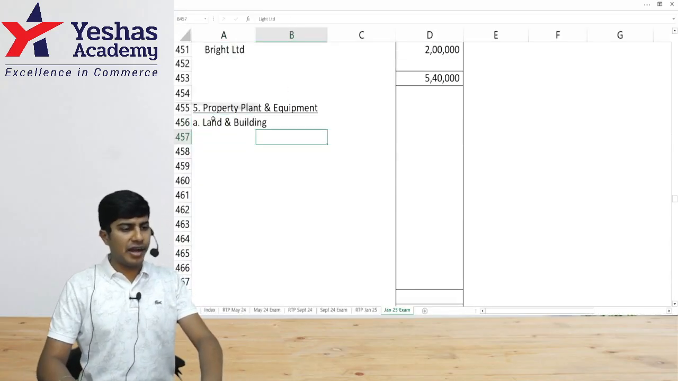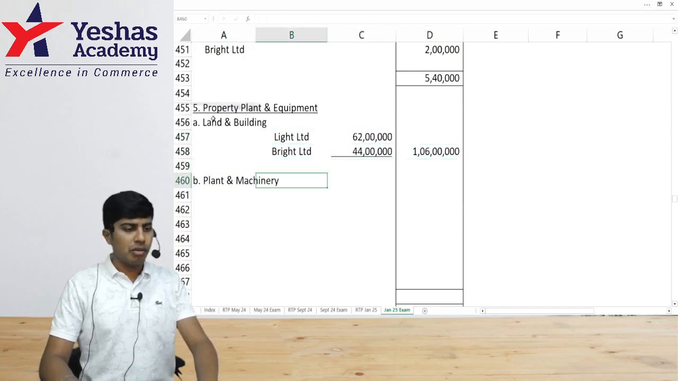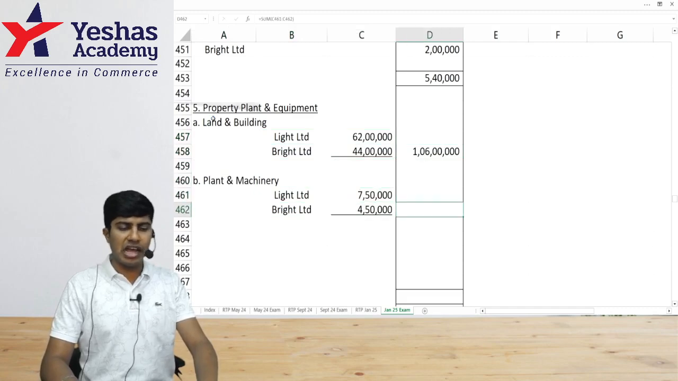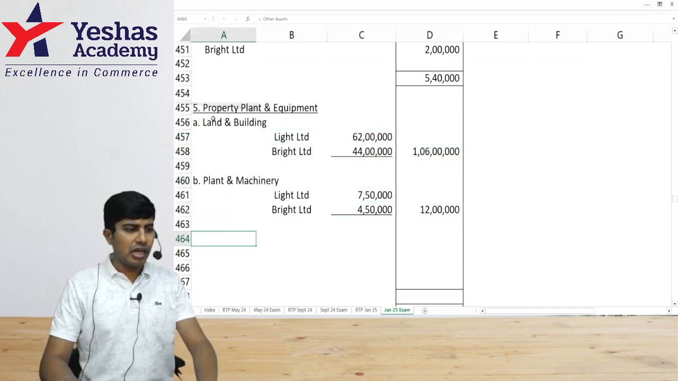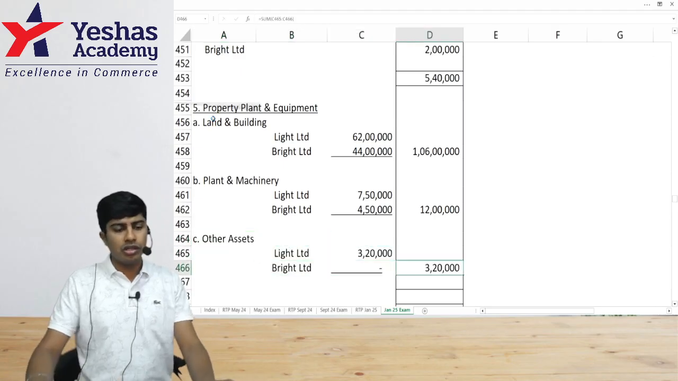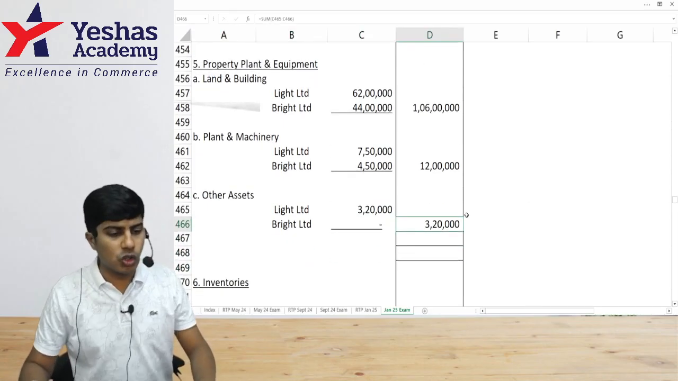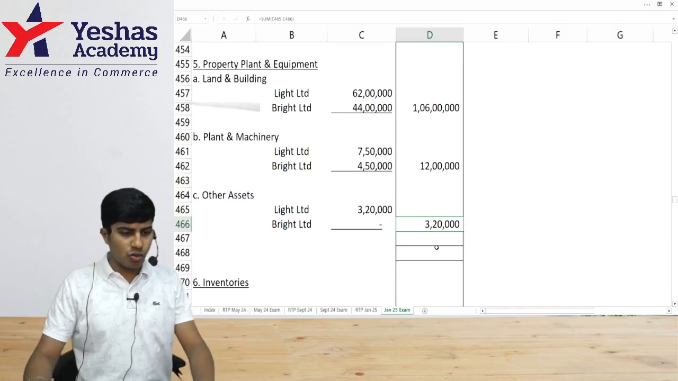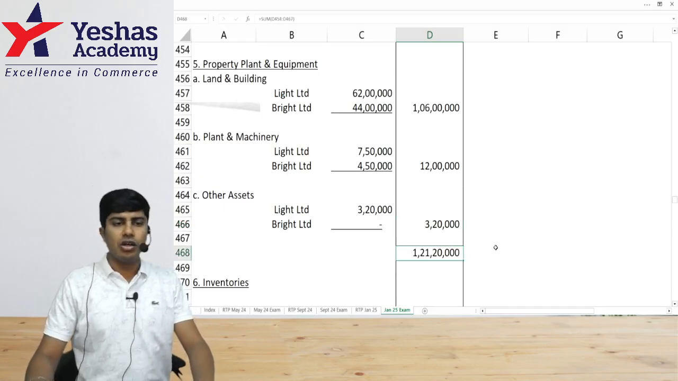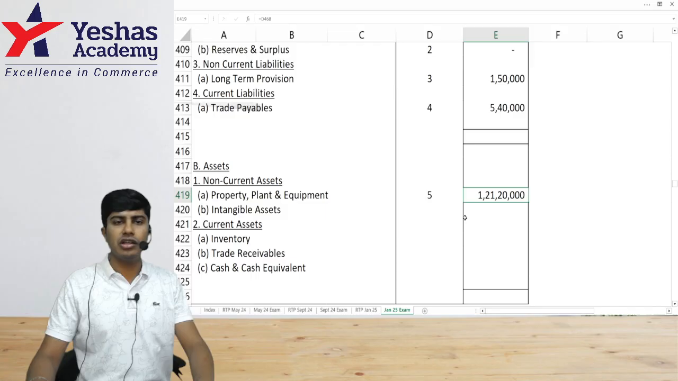That of land and building of Light and Bright, 62 and 44, 1 crore 6. Plant and machinery, Light and Bright, 7 lakh 50 and 4 lakh 50, 12 lakh. And other assets only of Light, Bright because we did not take it over, 3 lakh 20. Total them, what do you get? 1 crore 6, 1 crore 18, 1 crore 21 lakh 20. 1 crore 21 lakh 20 will appear here as PPE, 1 crore 21 lakh 20.